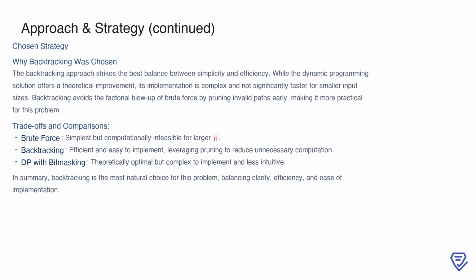It leverages pruning to avoid unnecessary computation, is straightforward to implement, and aligns well with the problem's constraints. This makes backtracking the most practical and natural solution for the beautiful arrangement problem, providing clarity without sacrificing efficiency.